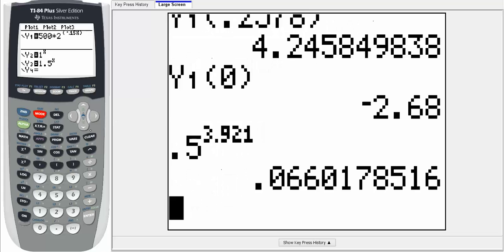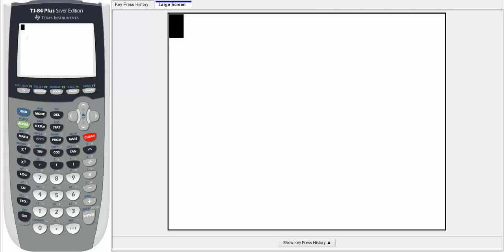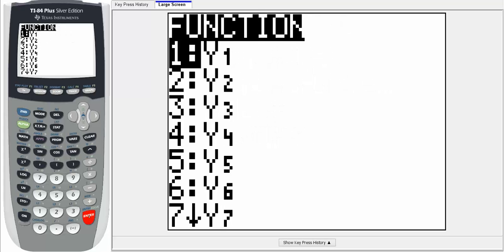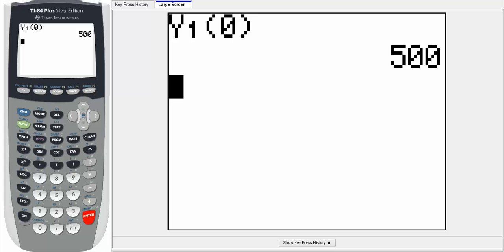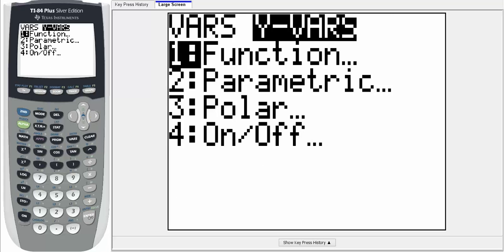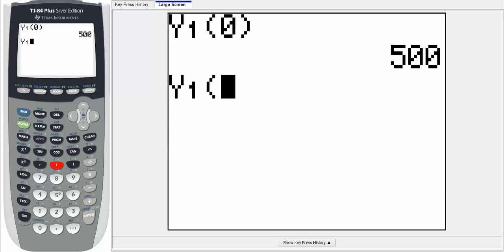Do you remember how you evaluate that first function at a certain value? What do I hit? Vars, and then you select the function, right? And then we wanted it at 0. Press enter. What should it be? Does that match our answer? Yeah. And now you can do the same thing, but what do we plug in instead?